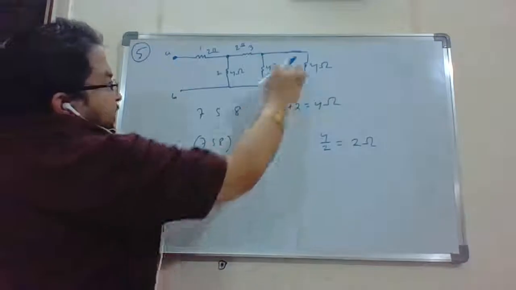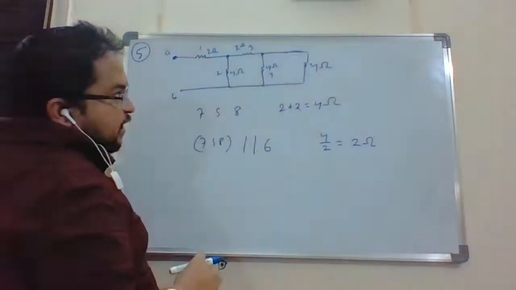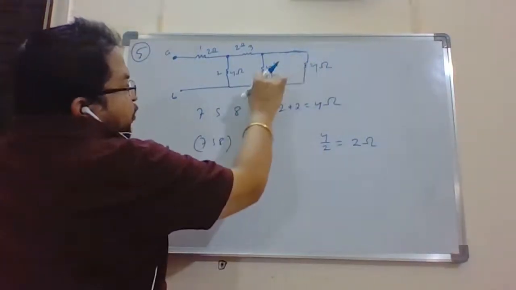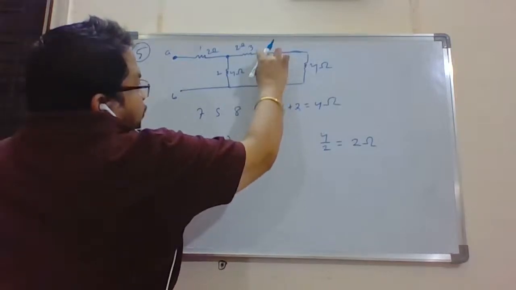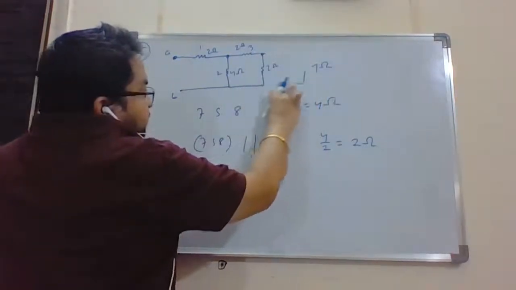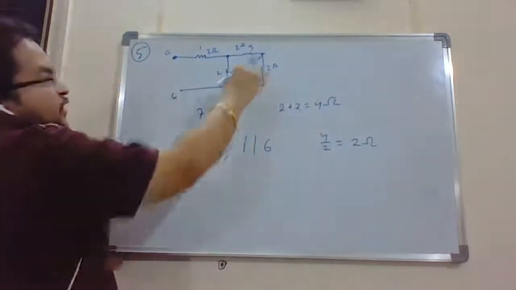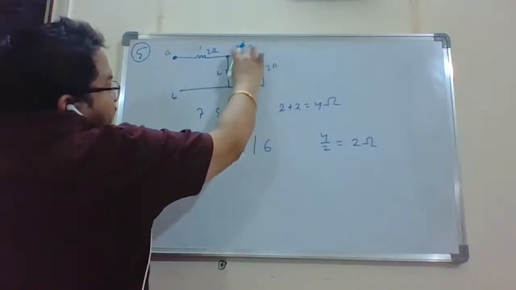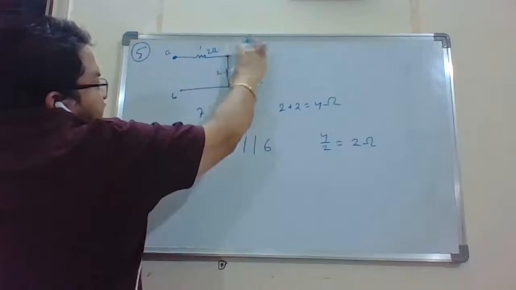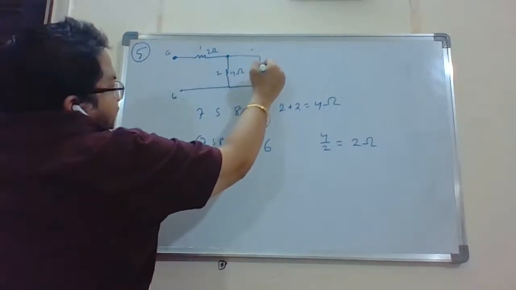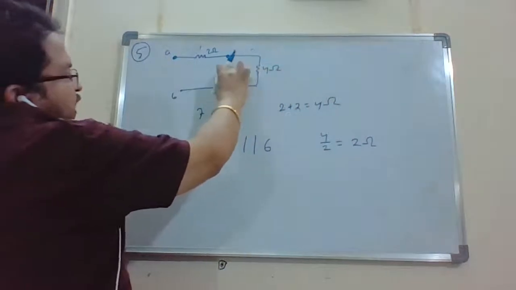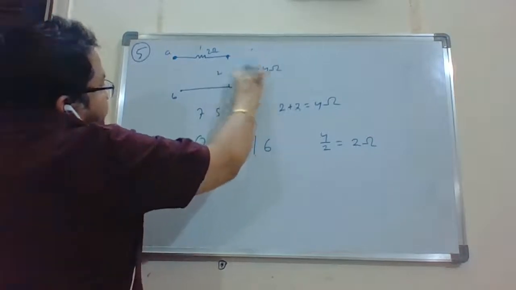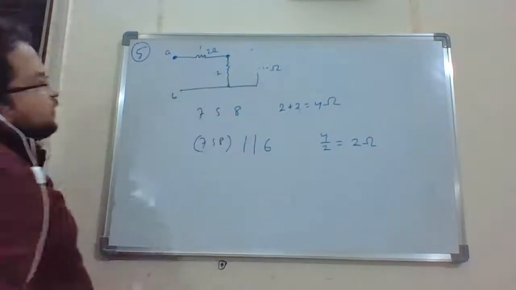Okay. Now again, this 4 ohm and this 4 ohm, they are in parallel. So their equivalent resistance again would be 4 by 2 equals 2 ohm. So I can remove both of these and put just a 2 ohm resistor here. Okay. Now again, 2 ohm plus 2 ohm, again it will be 4 ohm. So if I remove both of these, then I can put a 4 ohm resistor here, 4 ohm and 4 ohm. They are again parallel. So again it would be your 2 ohm.